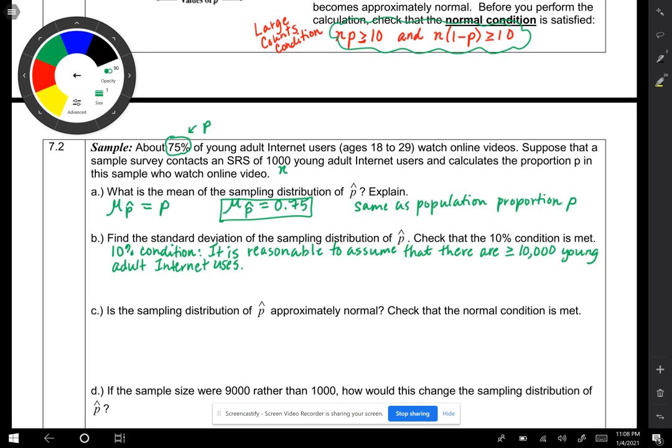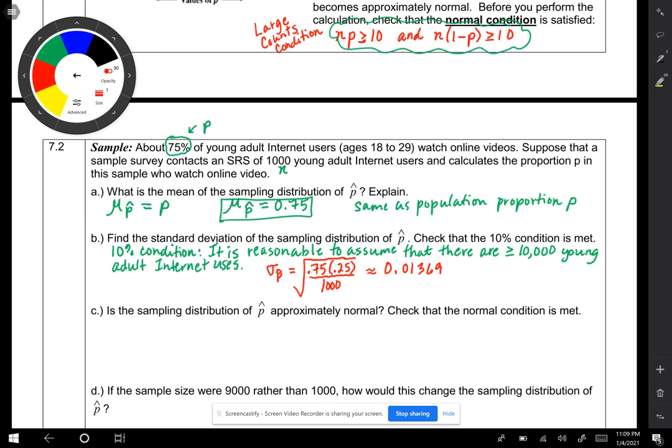Now we can use the standard deviation formula. So the standard deviation of the sampling distribution is equal to the square root of p times 1 minus p. So p is 0.75. Therefore, 1 minus p will be 0.25 over our sample size, which is 1,000. So multiply the stuff in the numerator, divide by 1,000, take the square root of it, and you are going to get 0.01369. And that is our standard deviation of the sampling distribution.